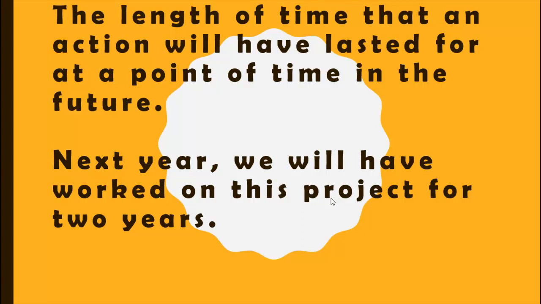Number two, the length of the time that an action will have lasted for at a point of time in the future. Next year, we will have worked on this project for 2 years. In this sentence, I mentioned the length of the time that an action will have lasted for a point of time in the future. Can someone tell me the period of time here? Yes, for 2 years. Next year, we will have worked on this project for 2 years. I mention here how long the action will last.